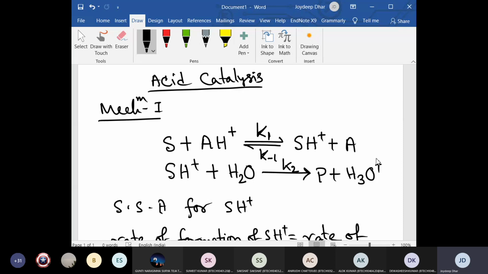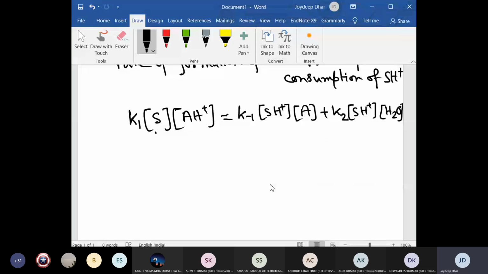Here water is the solvent. So one approximation I can have is that the concentration of water, since water is the solvent and is large in amount, doesn't change. Just like a pseudo-molecular reaction, a solvent or catalyst will be present in the rate equation, but since its concentration will not change, I can think it is constant, and if it is constant I can ignore it. So this is the approximation: the concentration of water doesn't change because it is the solvent.